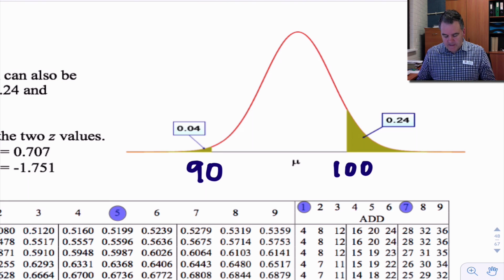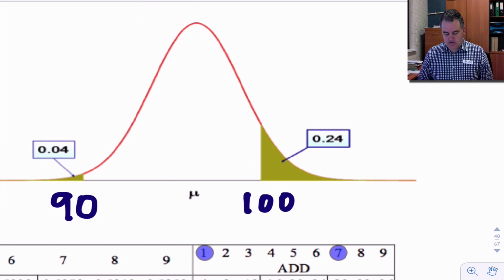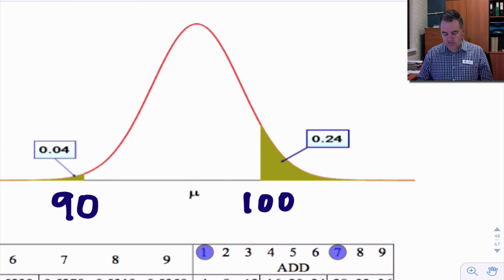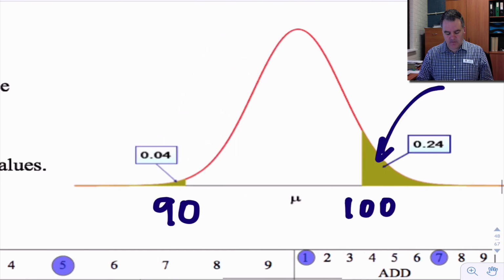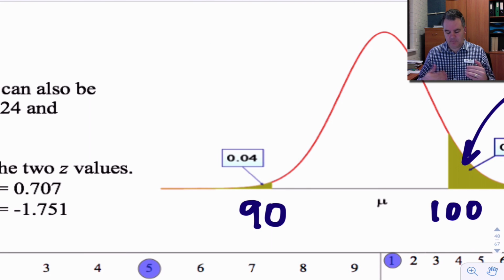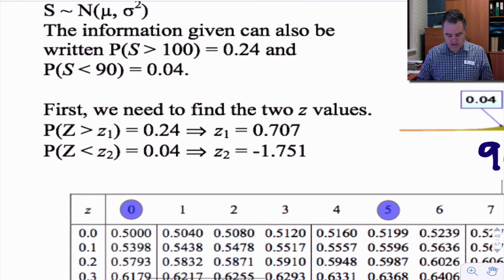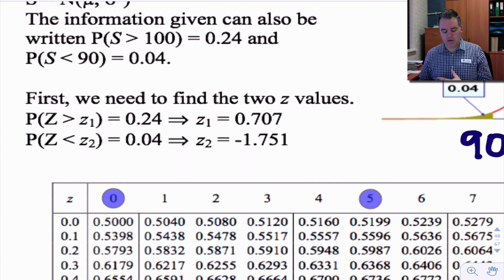Okay, so we need the z values associated with those 2 areas. So again, I can use my calculator, say it's the right tail, the probability is 0.24, mean of 0, standard deviation of 1. That will give me the z-score associated with this area here. Similarly, this one at the bottom, the tail on the left, 0.04, mean 0, standard deviation 1, that will give you the z-value associated with this score here. So if you do that, you should get 0.707 for the top one, negative 1.751 for the lower one.